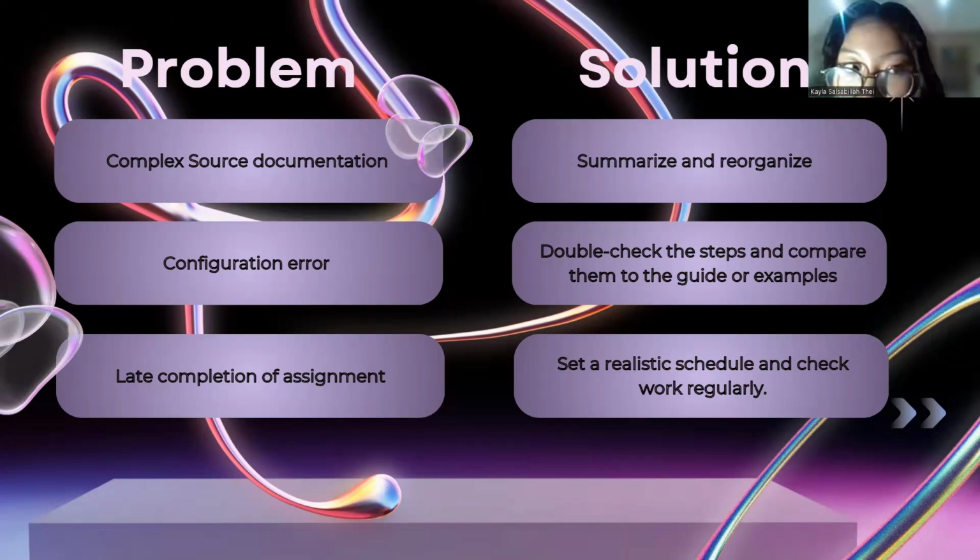The first one is complex documentation, and how we solved it: we summarized and reorganized the documentation to make it easier to understand. The second one is configuration errors, and how we solved this: we did a double check step by step and compared against the guide or examples. And lastly is late completion of assignments. For this, we set a realistic schedule and checked work regularly.